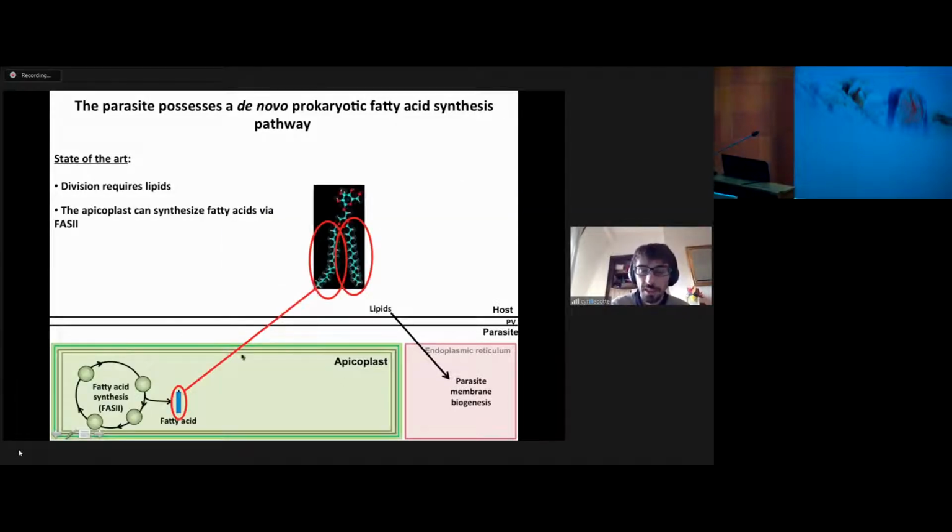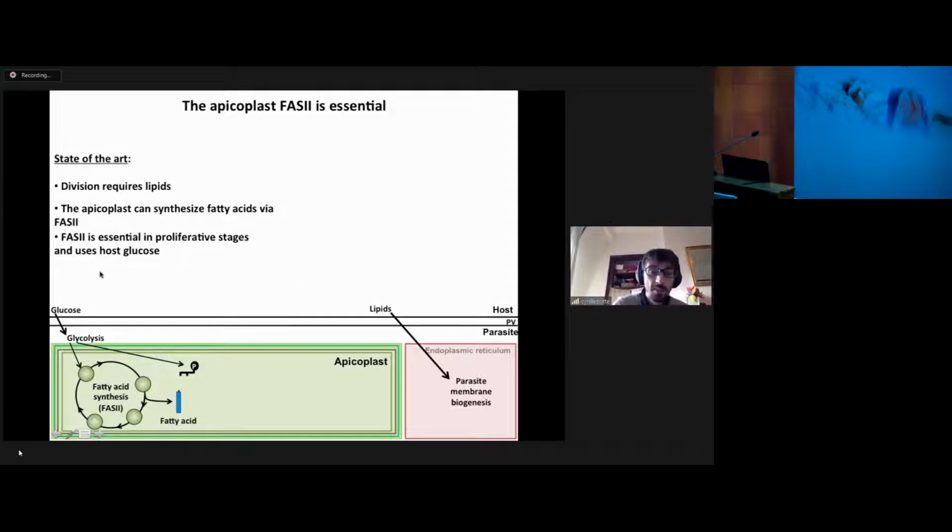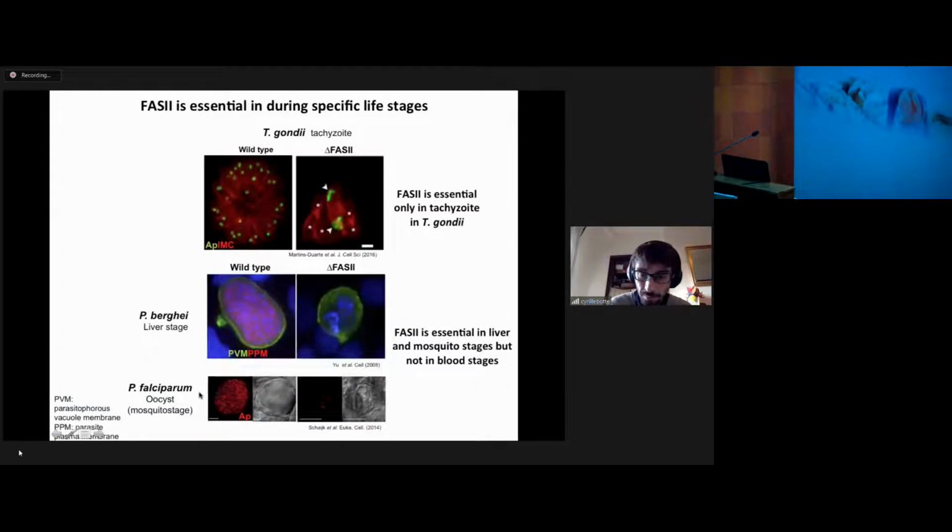However, the discovery in the late 90s of the apicoplast, and most importantly of its prokaryotic type 2 fatty acid synthesis pathway, the FASII pathway, suggested that the parasite was capable of de novo synthesis of fatty acids, which are the major hydrophobic building block for membrane lipids. On top of that, the FASII pathway depends on the scavenging of host glucose, which is transformed by parasite glycolysis to provide the substrate of the FASII pathway to make fatty acids, and I'll get back onto this.